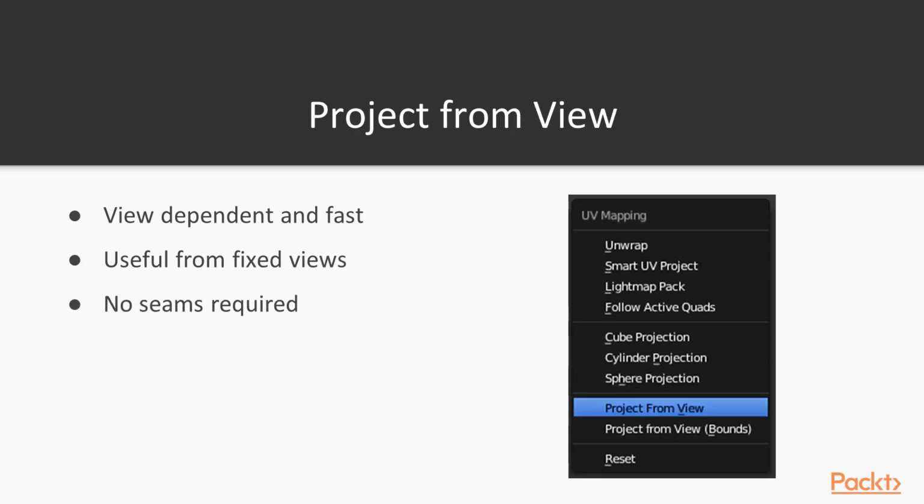The last option we will look at is projecting from the view. Under UV mapping, there are 2 options for projecting from the view, one with bounds and one without bounds. Projecting with bounds means that the UV representation is not scaled beyond the size of the texture image. Projecting without bounds means that the UV map can be scaled as large as it is in the view. This method is also view dependent and doesn't require any seams. However, it only works best for objects that don't move and can only be seen from a fixed location, as this method will literally project an image onto the mesh from the current view.